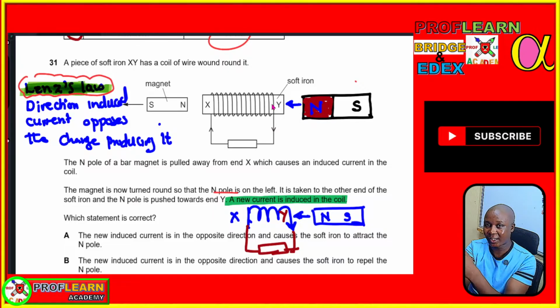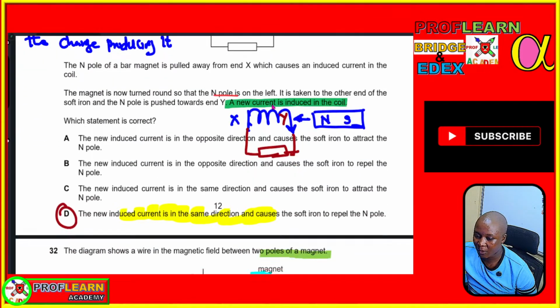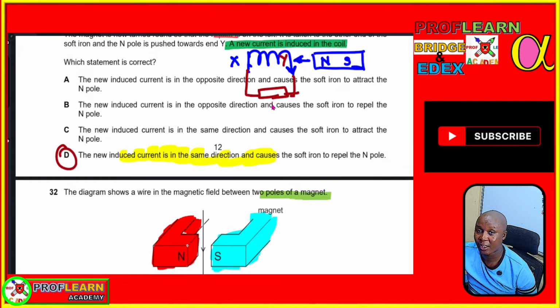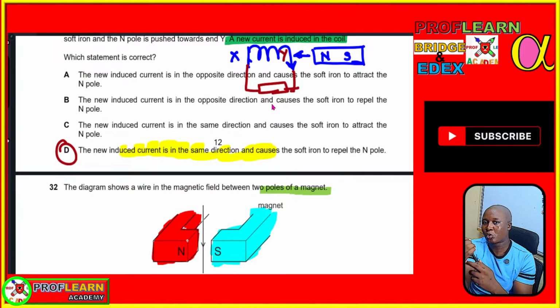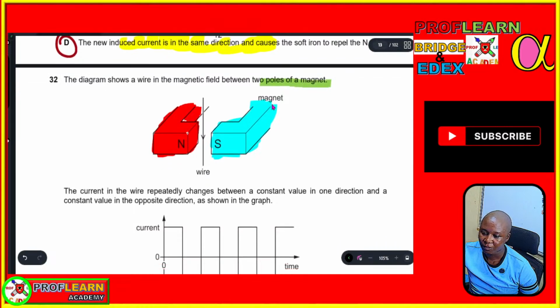So the north pole is on this side, so it's going to oppose the north pole of the magnet. Then we can deduce that the current is going to flow in the same direction and cause the coil to repel. Yes, so the induced current is going to be in the same direction, causing the coil to repel the north pole. Since the thumb is going to be, the north pole is going to be here, it means this north pole of the induced current is going to repel the north pole of the permanent magnet.